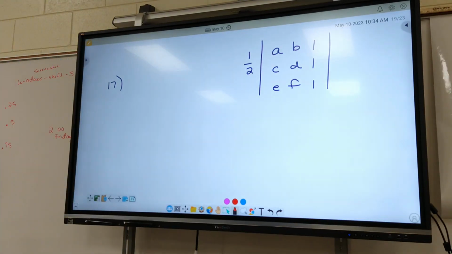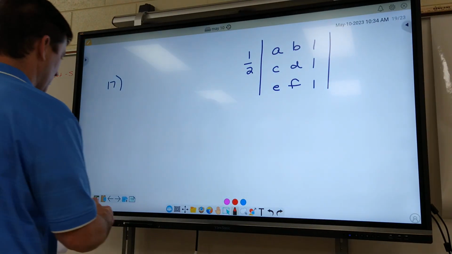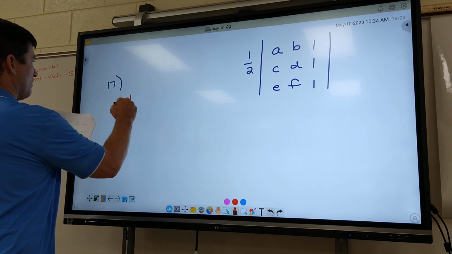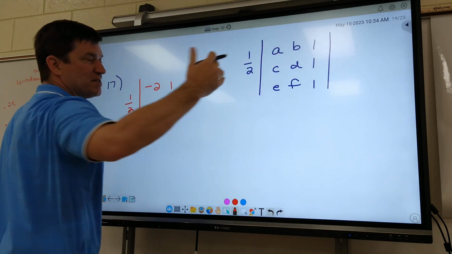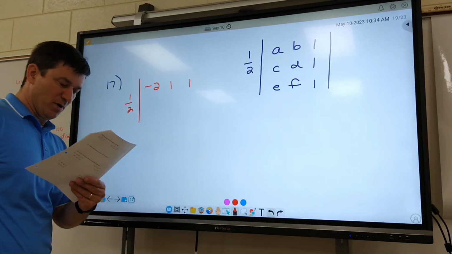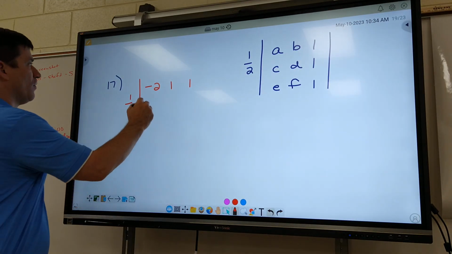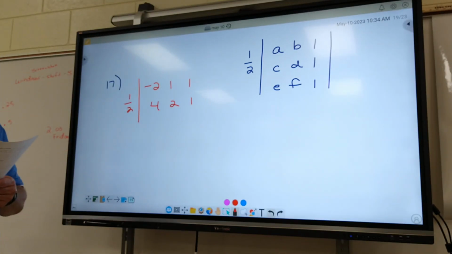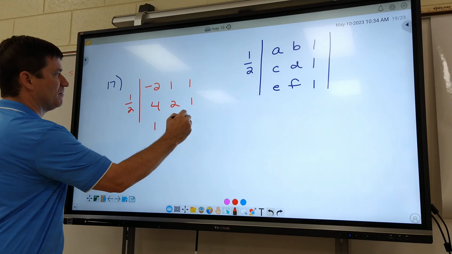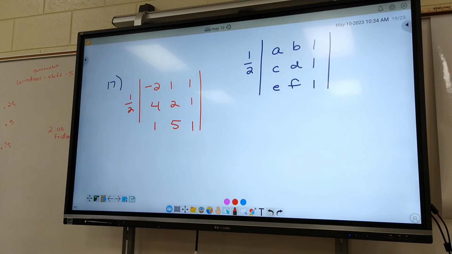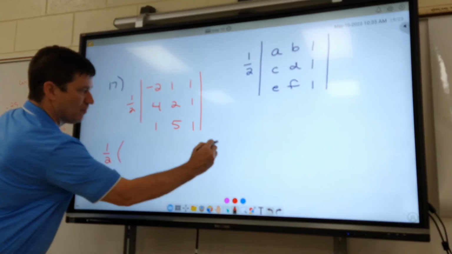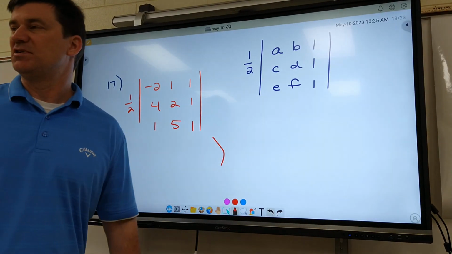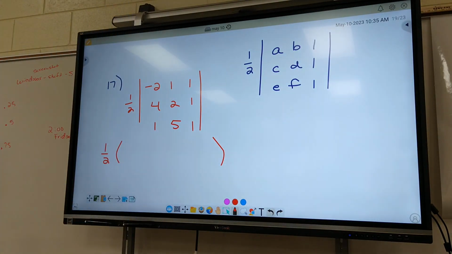So Harlan, look at our graph on 17. Pick one of the points for me. -2. Harlan said -2 up 1. All right, we'll put that one up top. It doesn't matter where you put them. Pick us another point. Over 4 up 2. Last point is over 1 up 5. All right, so what you're going to want to do is save the 1/2 for the last step and do what you've been doing. Just at the very end, times by 1/2.